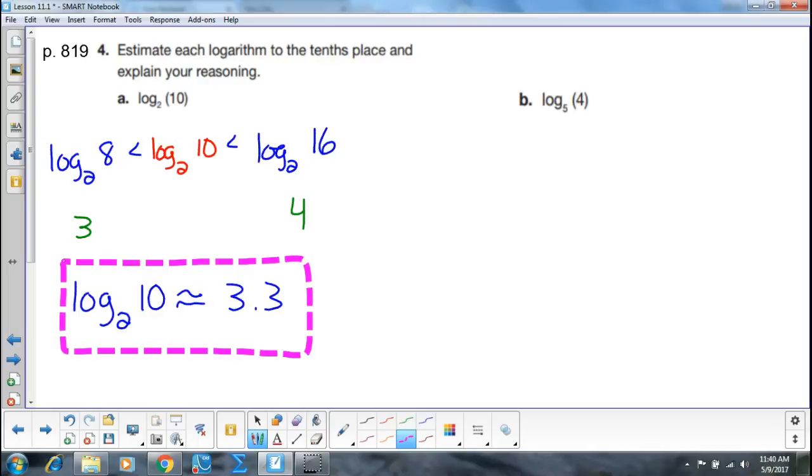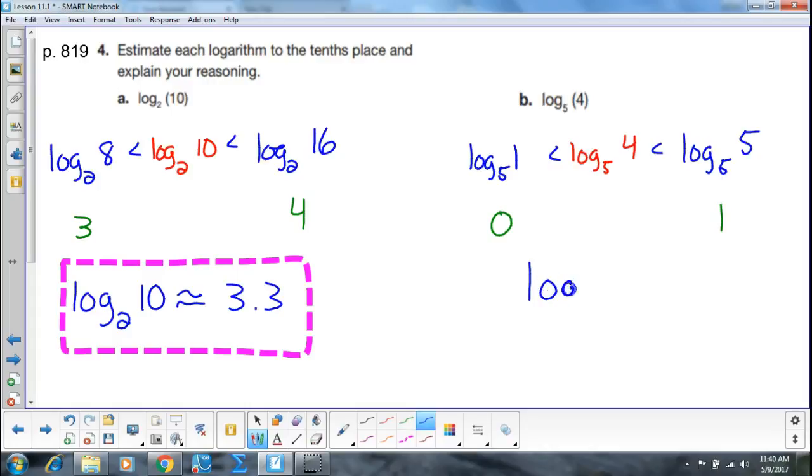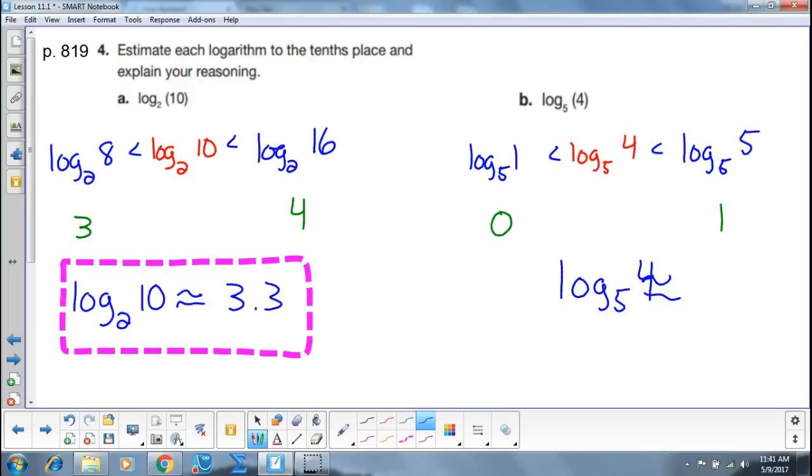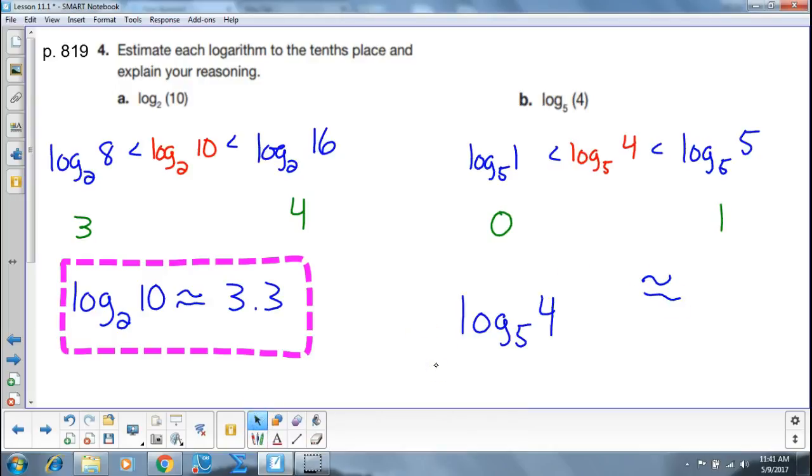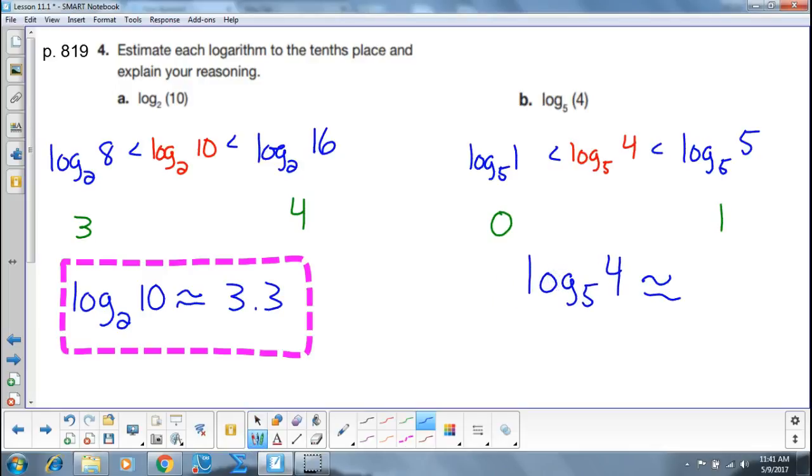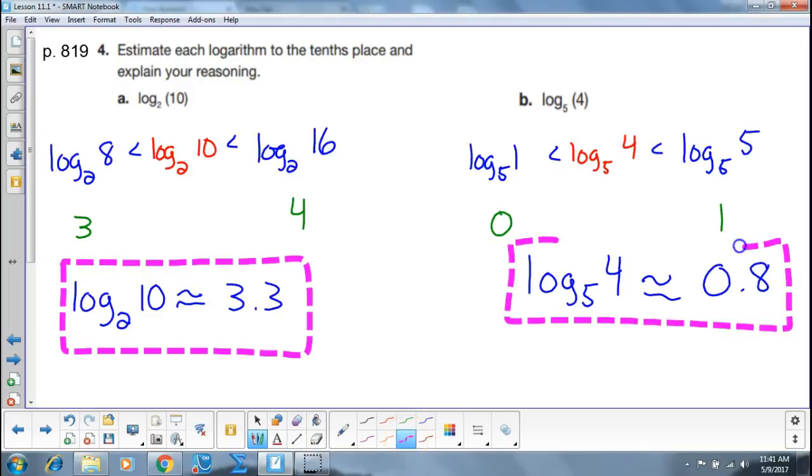Thorns, what did you pick for log base 5? Hold on, I've got to write down log base 5 of 4 in red. On the left side, you picked log base 5 of 1. And on the right side, you picked log base 5 of 5. Okay? And then you said that log base 5 of 1 was 0, and log base 5 of 5 was 1. So 4 is closer to 5, right? And you picked 0.9. Okay, I would agree with that. So log base 5 of 4 is approximately in that 0.8, 0.9 range. Everybody else agree with that? Okay, good on that one.